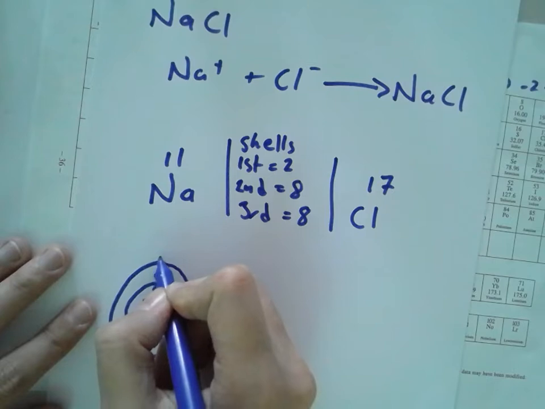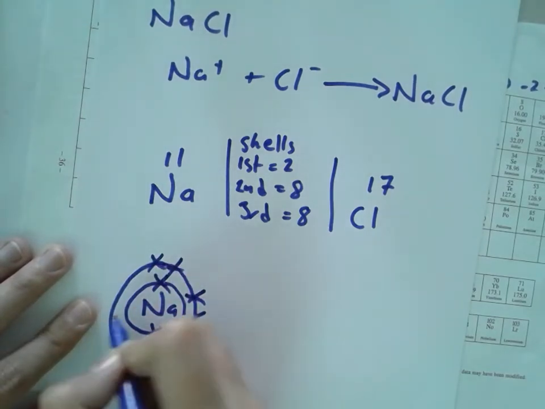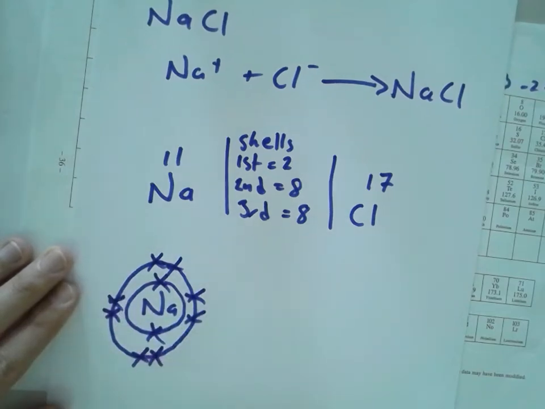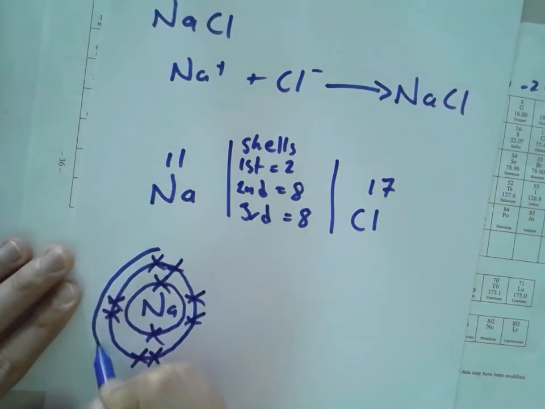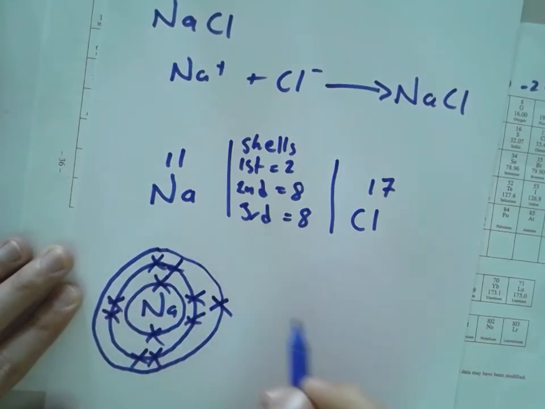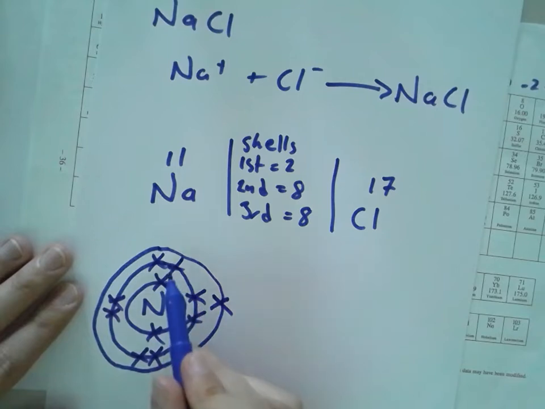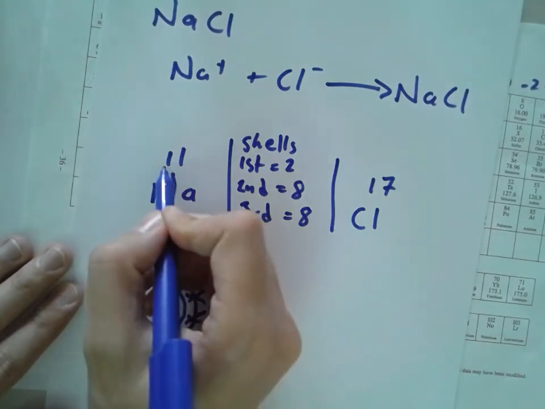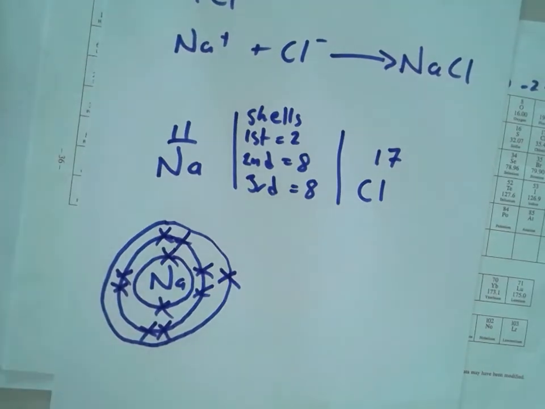3, 4, 5, 6, 7, 8, 9, 10. We still need one more electron because we have 11 there. We draw one more electron on this side, which is right there. So this is the 11th electron. So 1, 2, 3, 4, 5, 6, 7, 8, 9, 10, 11. Therefore, making this number. Let's do the same for Cl. I'll give you guys a moment just to practice that.